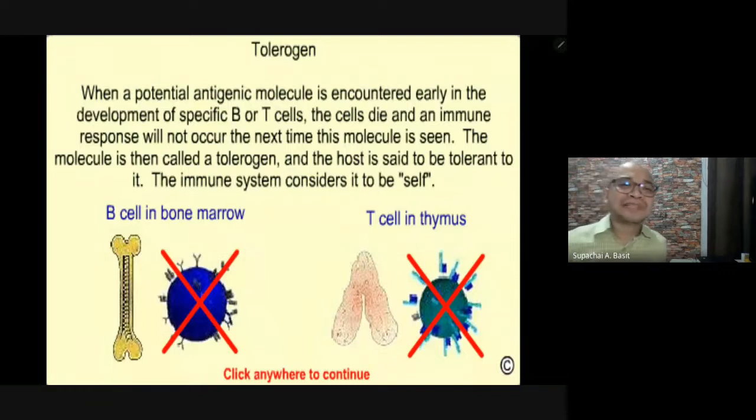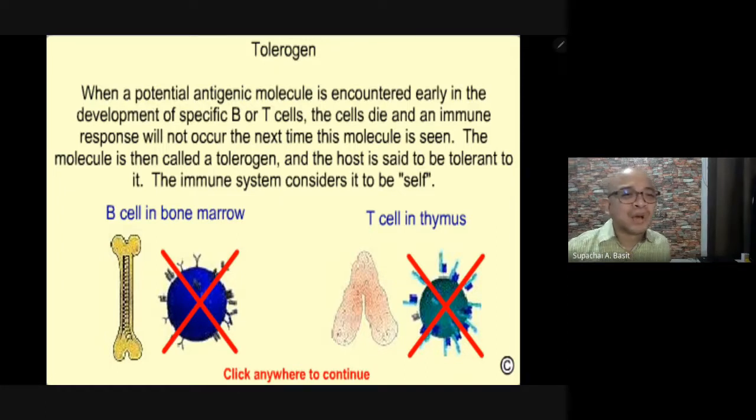Okay. A while ago, I was telling you about tolerogen. Excessive, large amounts of antigen can result in a tolerogen. So what is a tolerogen? A tolerogen is actually an antigen that can be tolerated by the immune system.